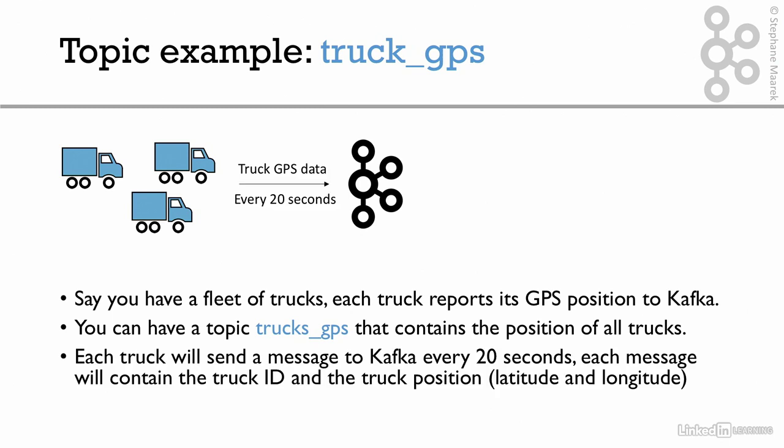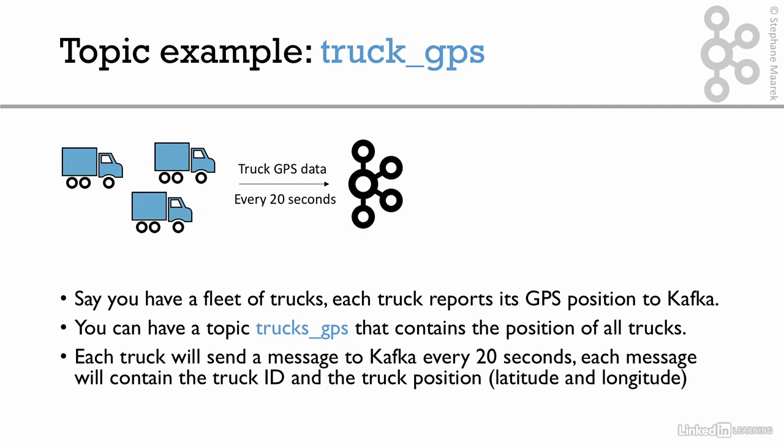And so each truck, basically through some mechanism, will send the data to Kafka every 20 seconds, for example. It's arbitrary. And each message, so this is what goes into a partition, what is the message? Each message will contain the truck ID and also the truck position, latitude and longitude. So the information here we have is that we have each truck sending messages of their own position to Kafka to the same truck's GPS topic.